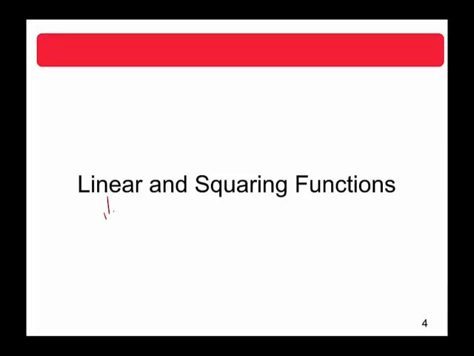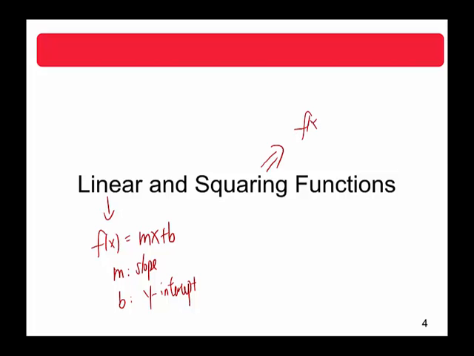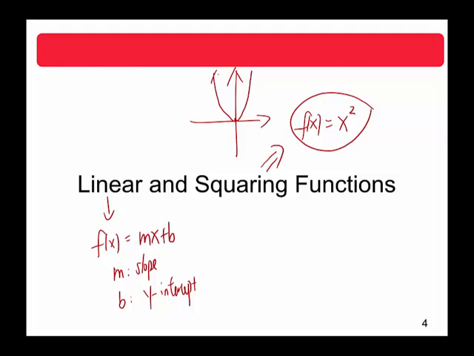So linear function, typically we write f(x) equal to mx plus b. M is slope, b is y-intercept. Squaring function, f(x) equal to x squared. The graph of this is a parabola, opens upward, going over the origin. The graph of this is called parabola. Okay. And then let's get to the details.